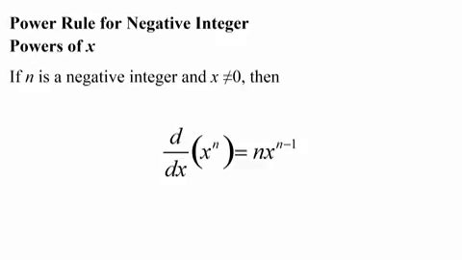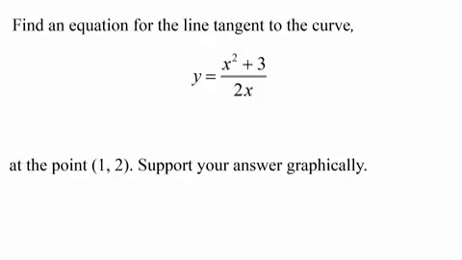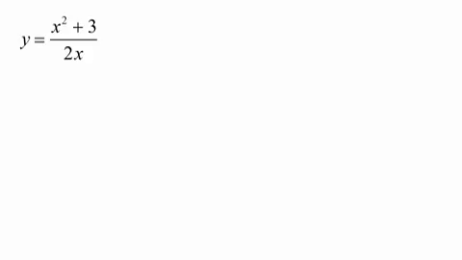Let's try an example. Find an equation for the line tangent to the curve y equals x squared plus 3 over 2x at the point (1, 2). Support your answer graphically. Let's start by finding y prime using the power rule for negative exponents.